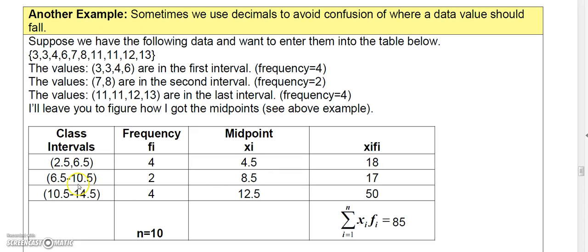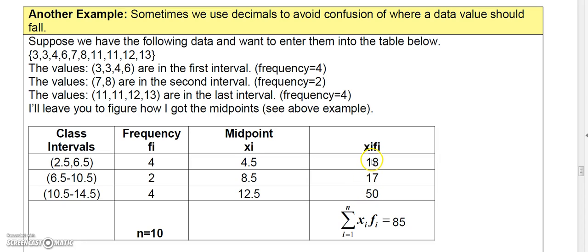And then here, 6.5 plus 10.5 is 17. Divided by 2, and I get 8.5. So this is like having 2 values of 8.5, which adds up to 17. And then 10.5 to 14.5 is 25. Divided by 2 is 12.5. So this is like having 4 values of 12.5, which is 50.